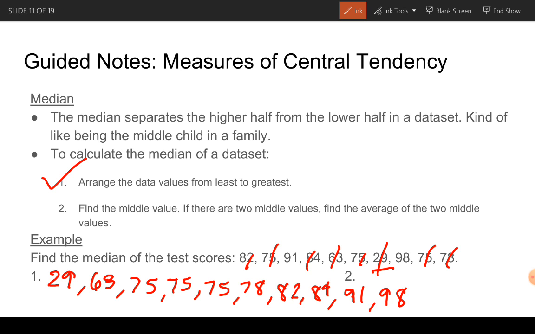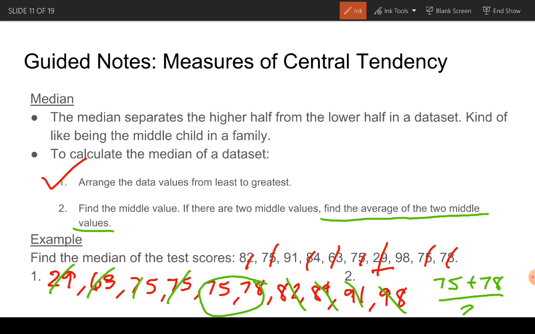We arranged the data values from least to greatest. Now we need to find the middle value. So we're going to cross out the values on the outside until we get to the middle. Okay, when I got to the middle, I had 2 middle values. So what that means is I need to find the average of the 2 values. So I'm going to take 75 plus 78 and divide it by 2.